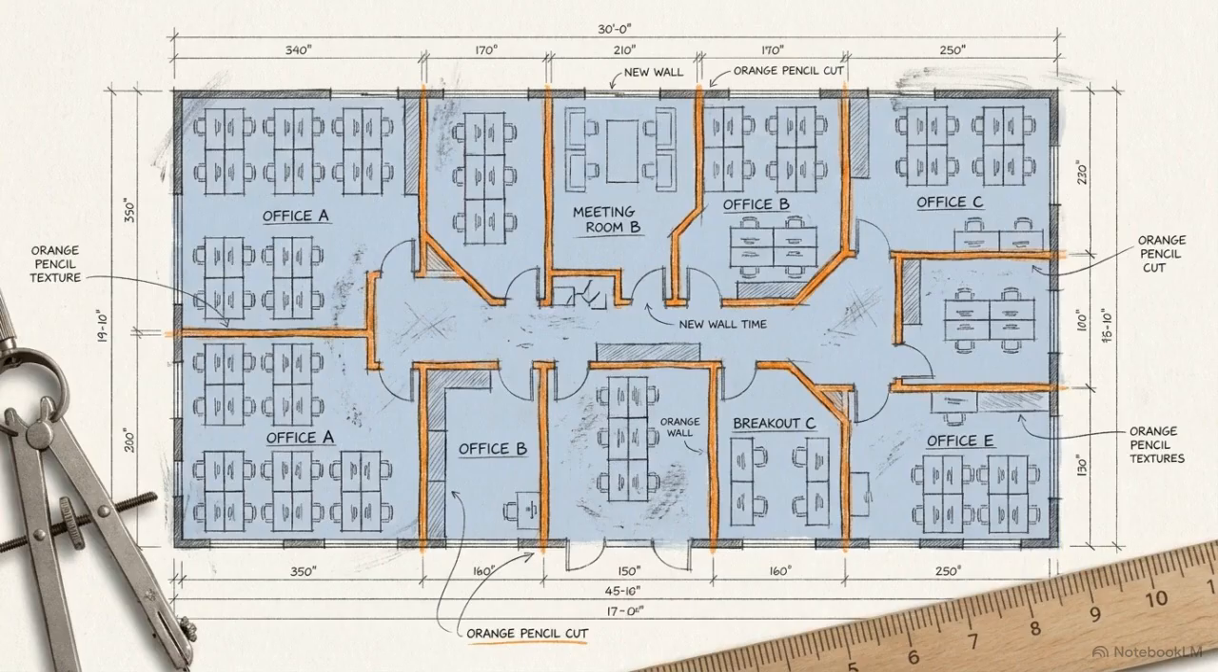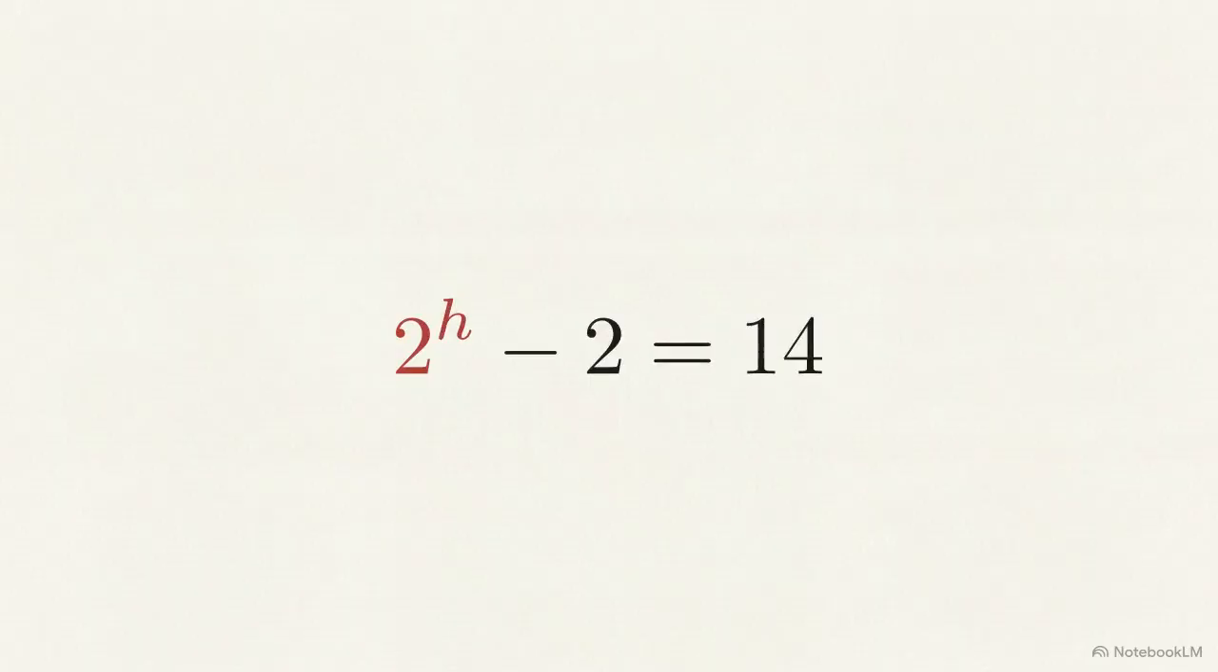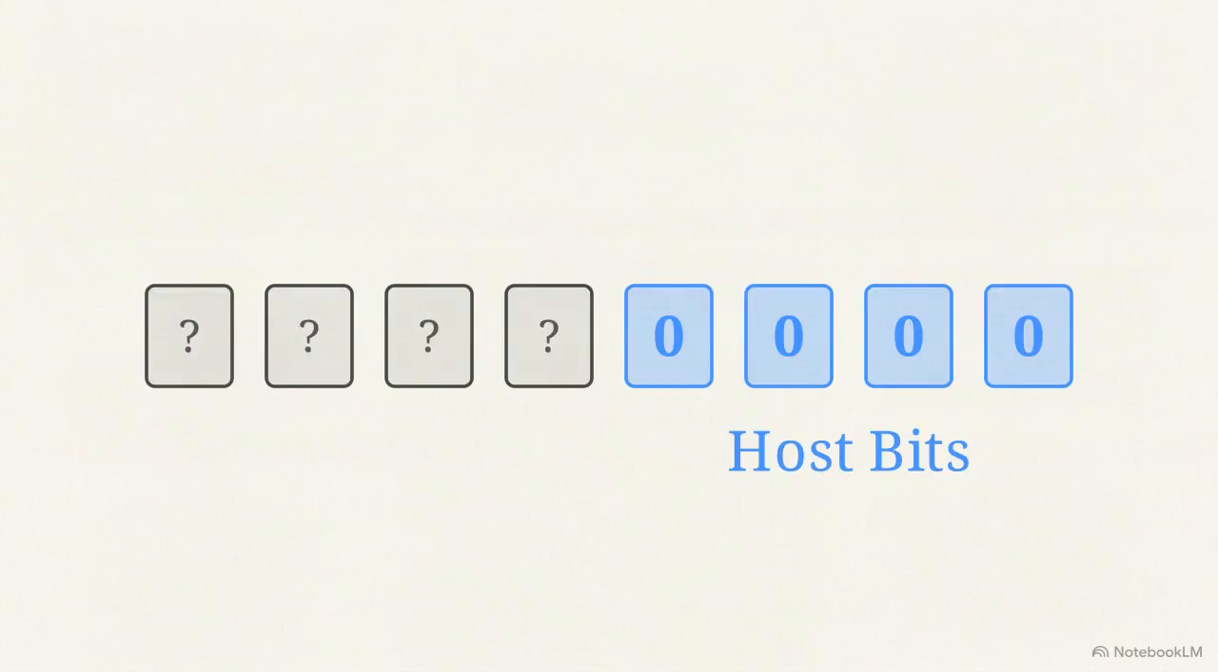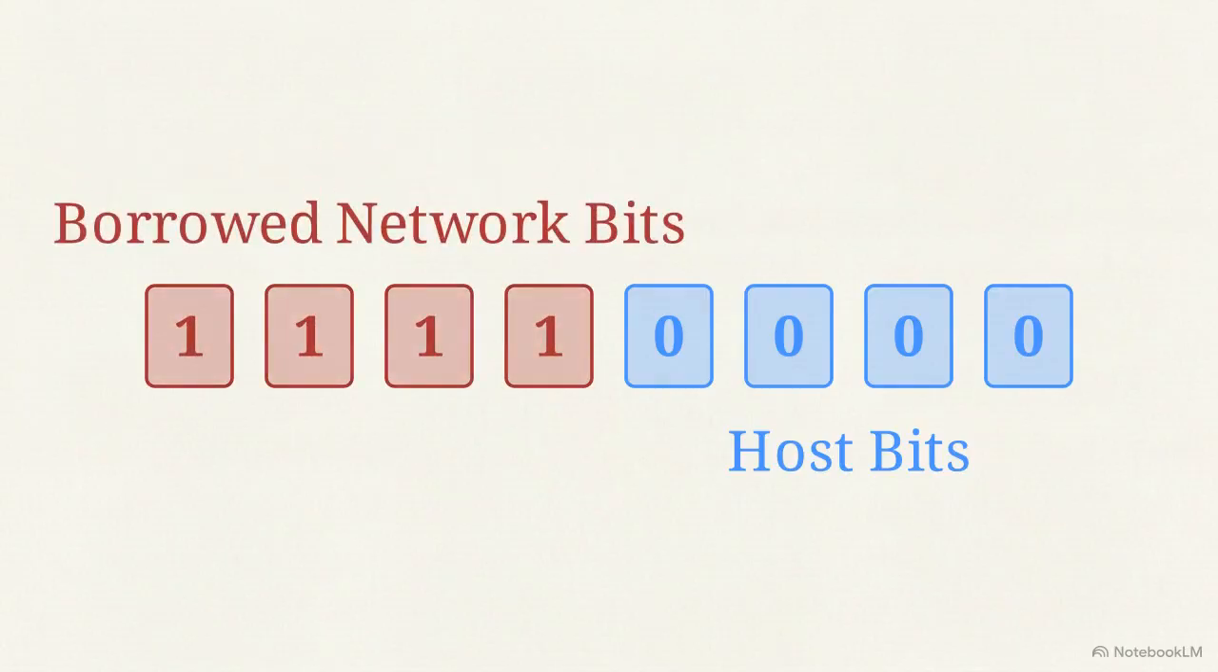If they need to physically separate multiple departments, each requiring exactly 14 hosts, they must calculate a custom boundary. Plugging 14 into the host equation reveals that exactly 4 bits must be retained. 2 to the power of 4 is 16. Subtract the network and broadcast addresses, and we get exactly 14 usable hosts. Because 4 bits were kept for the hosts, the remaining 4 bits from that final octet are surrendered to the network. The Subnet Mask prefix extends from /24 to /28.